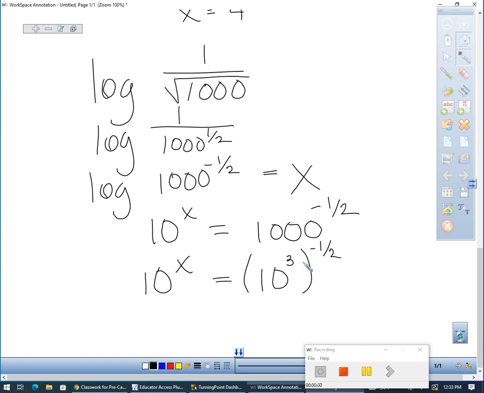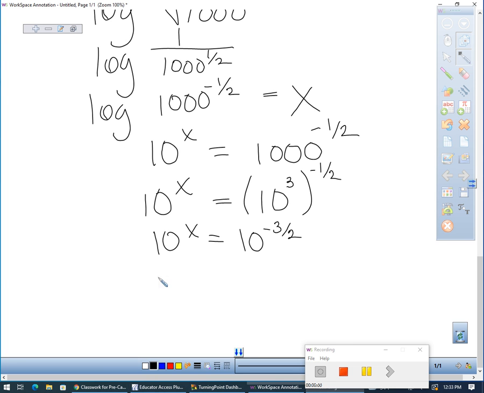When you have an exponent raised to an exponent, we multiply them. Exactly. So this is 10 to the x equals 10 to the negative 3/2. So what does x equal? X equals negative 3/2. Now, obviously, I went through every single step. You don't have to do all of those steps, but I wanted to make sure they were all there for you, right? Okay.